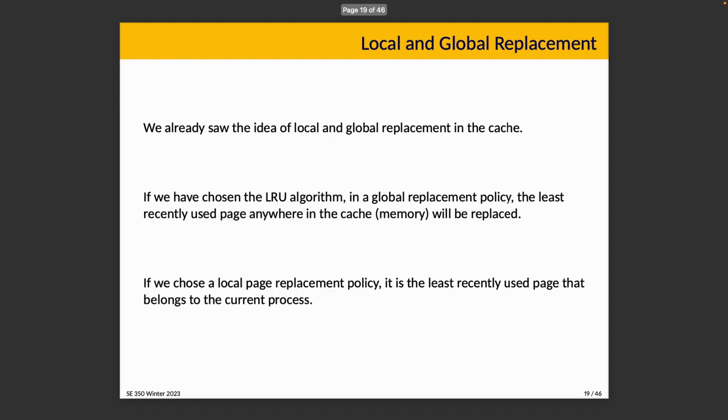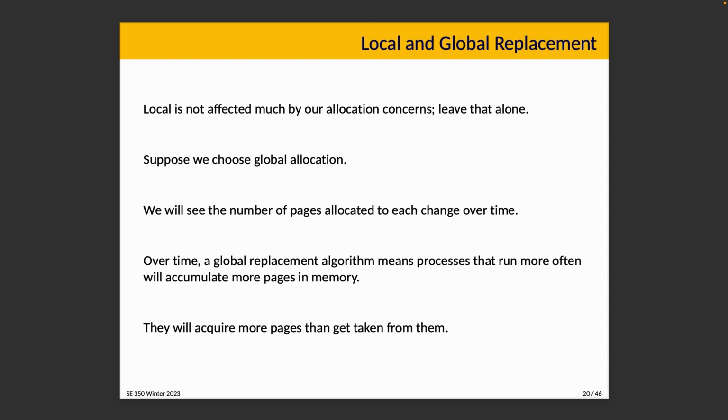I have questions. We've already discussed the idea of local and global replacement when we talked about caching, but you can have a similar idea in main memory. If we chose the least recently used algorithm in a global replacement policy, it's the least recently used page anywhere in memory that's replaced. If we chose the local policy, it's the least recently used page that belongs to the current process. Local is not really affected very much by our allocation concerns.